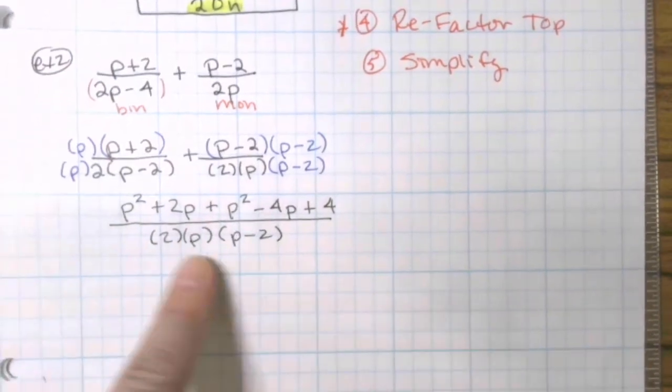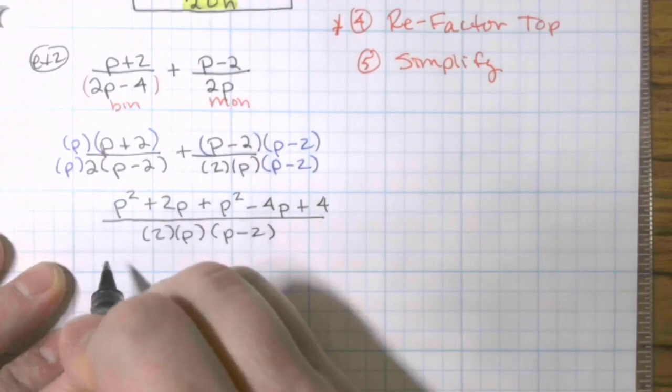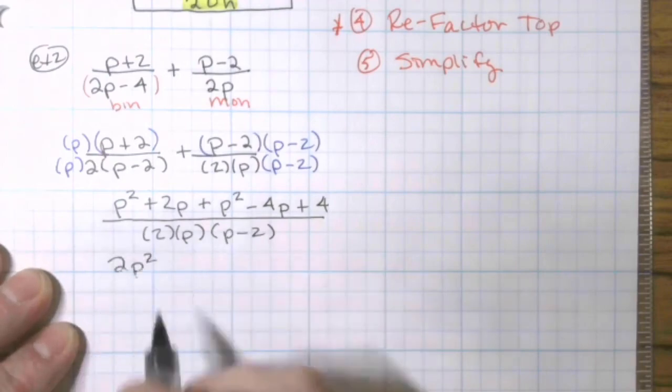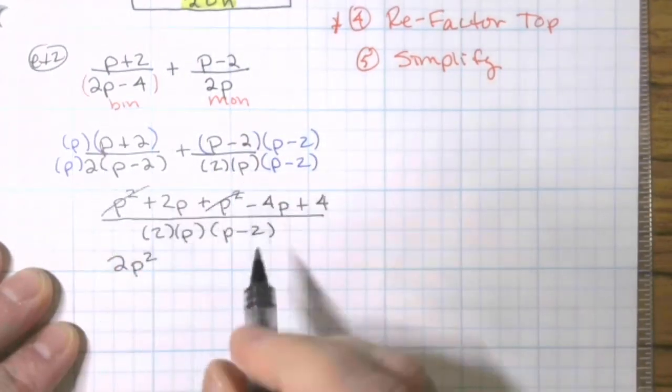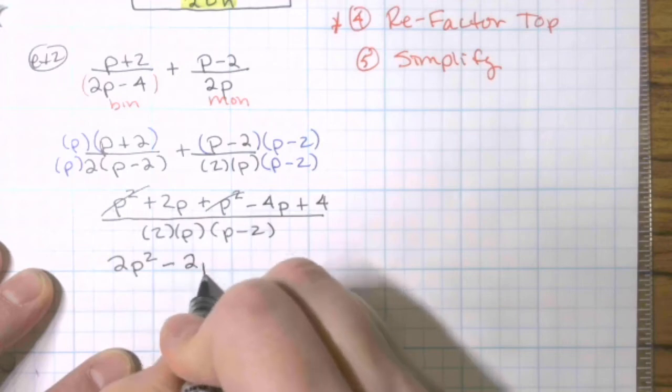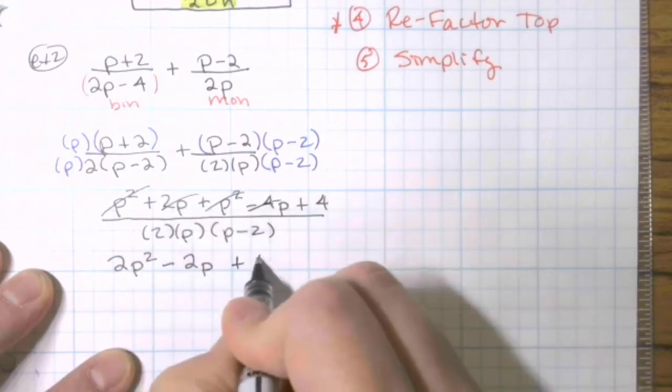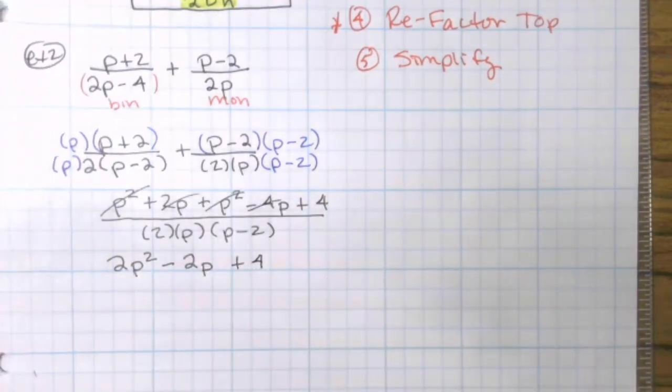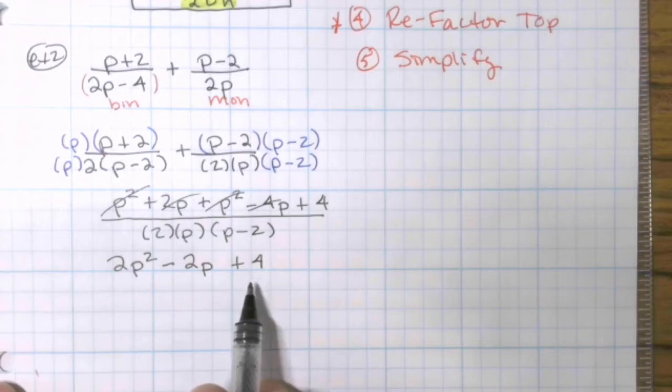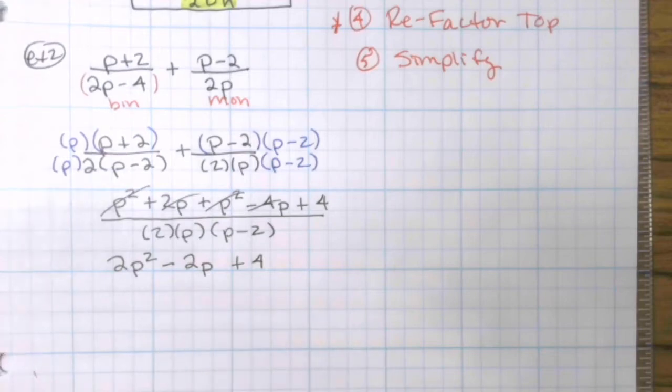All right, I'm going to continue simplifying. p squared plus p squared is 2p squared. 2p minus 4p is negative 2p plus 4. Now, for a second here, I'm not going to rewrite the bottom. I'm just going to work on the top, and then I'll put the bottom back. We now have a new top, so we're ready for that step of refactoring the top.